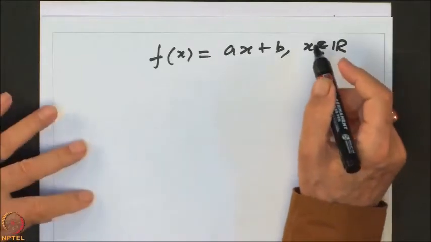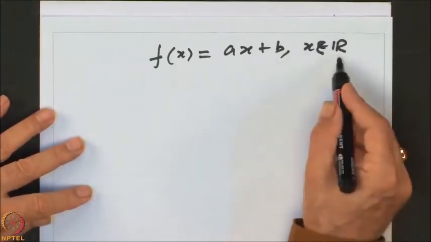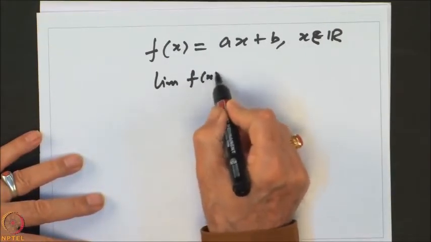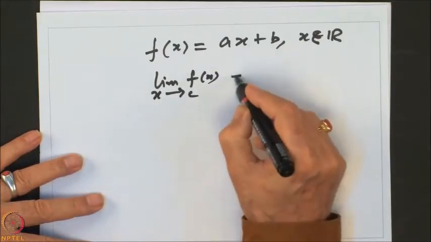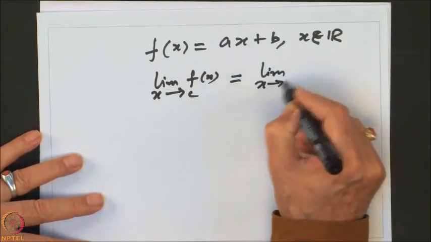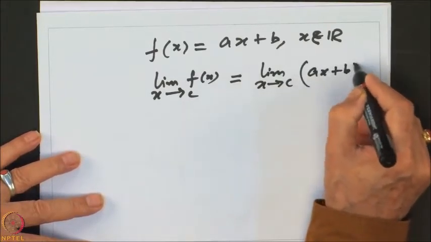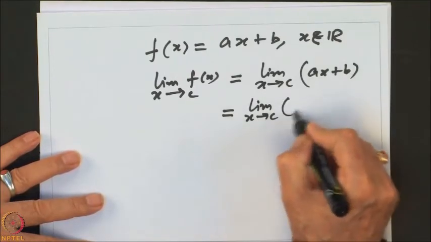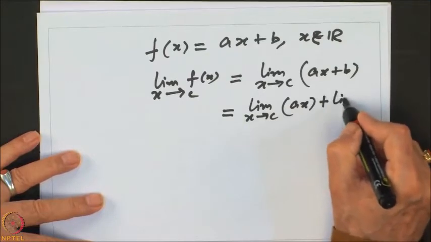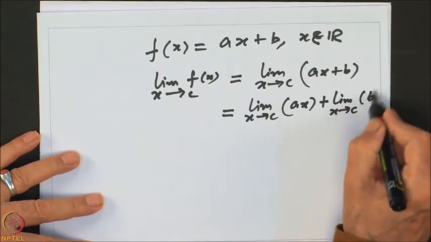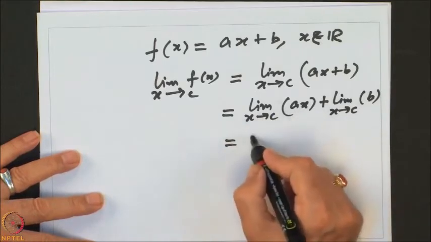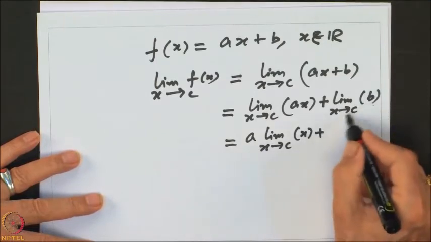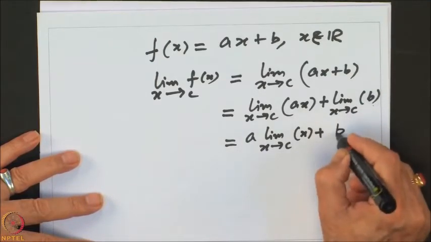So, that is what we call a linear function. The domain is the whole real line and the formula is f(x) = ax + b. What is the limit of f(x) as x goes to c? That will be equal to the limit as x goes to c of ax + b, and by the algebra of limits, it is the limit of ax plus the limit of b. That is a times the limit as x goes to c of x, plus, there is no x here, it is a constant function, so that is equal to b.